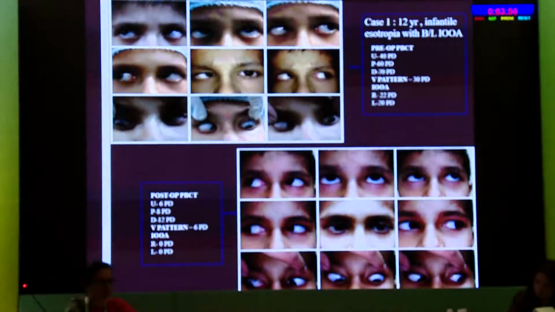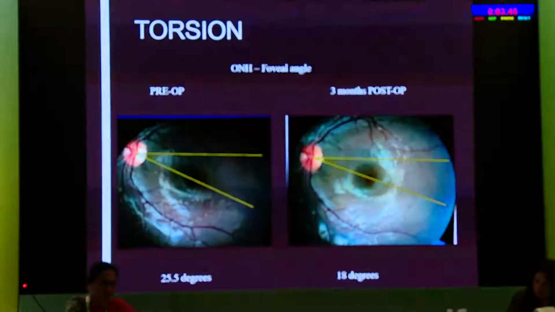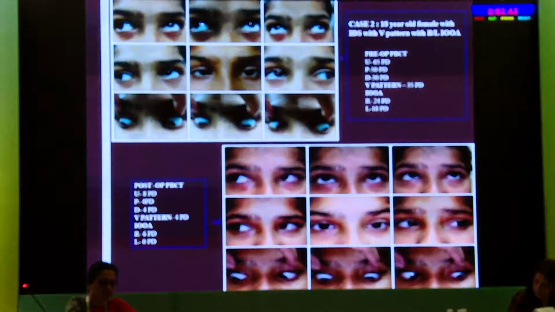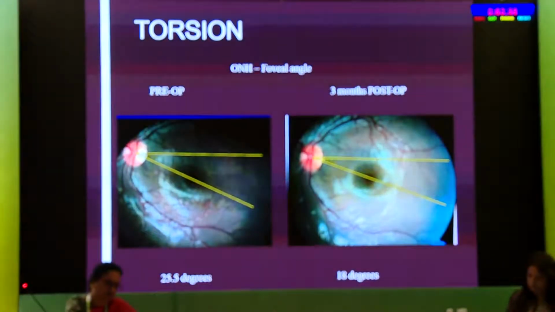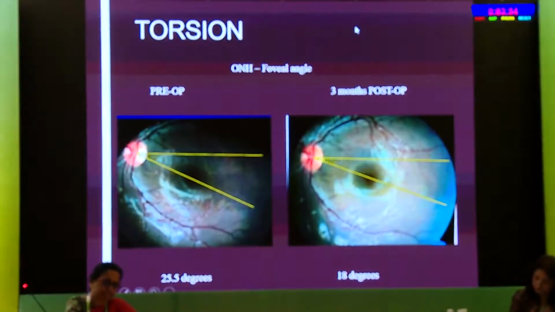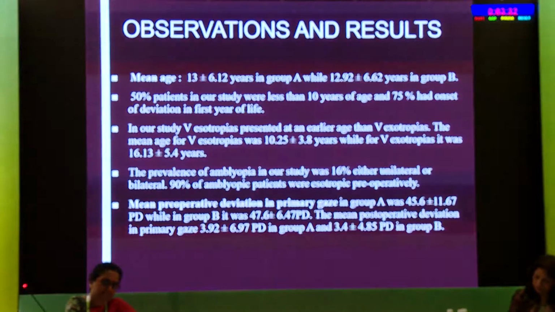This is a clinical picture showing infantile esotropia with bilateral overaction, pre-op and post-op pictures. Another picture was of an exotropia with V pattern with bilateral overaction. This is a picture of torsion. Pre-operative, there was a 25.5 degree torsion, and post-operative was 18 degrees. Another picture showing the revision.